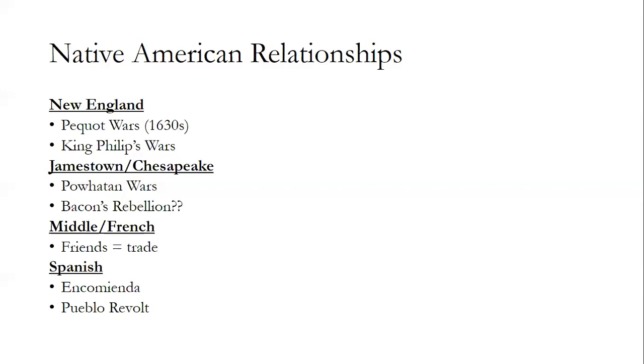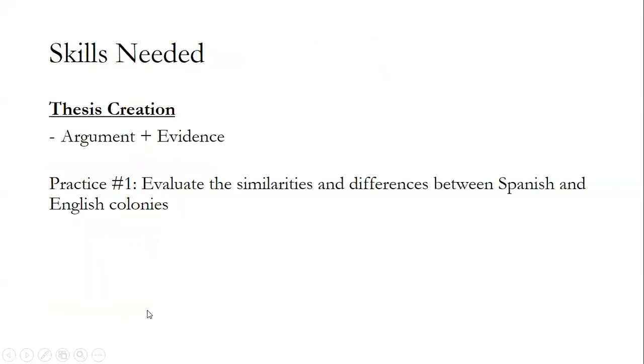So that led to Pueblo Revolt, 1680. And in the Pueblo Revolt, they kicked the Spanish out. The Spanish came back 12 years later, but it got rid of the encomienda system for the Pueblos. All right, there are 3 skills that I'm going to be looking for that we've talked about this unit. The first is thesis creation. Remember, your thesis would be your argument plus some of your evidence or reasoning in one statement.